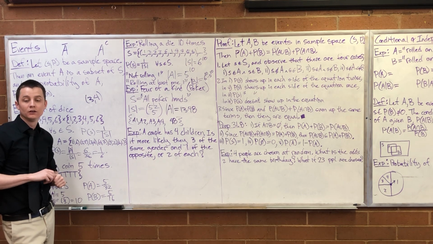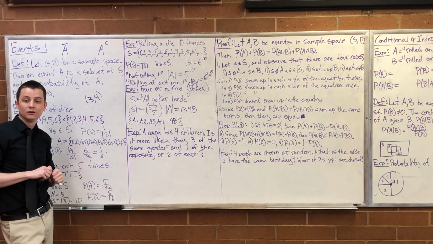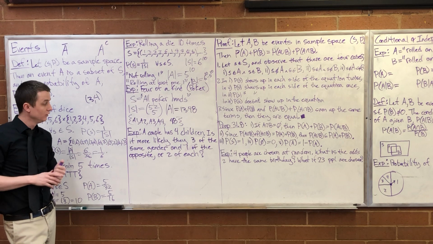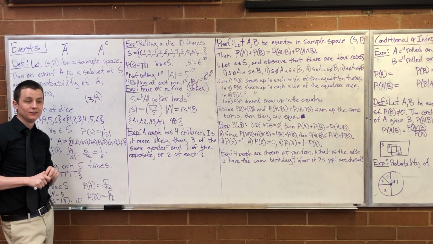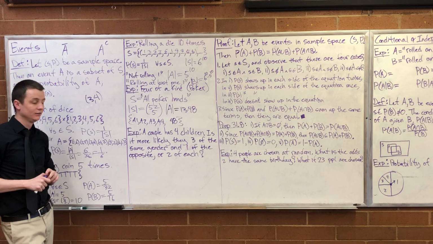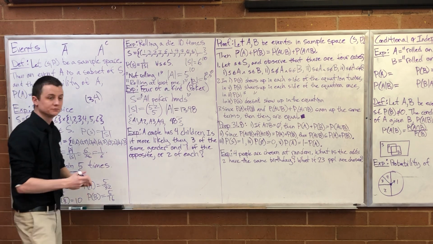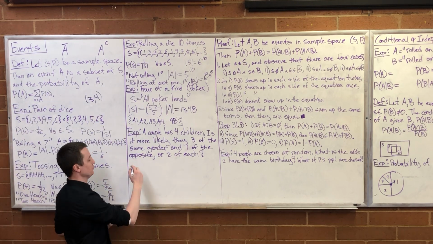No, the chance that they have 3 of the same and 1 of the opposite is 1/4. And then the chance of 2 of each is 4 choose 2 over 16. It's not the same likely. Well, don't you have a 50% chance? It's 75% and 25%. Alright.